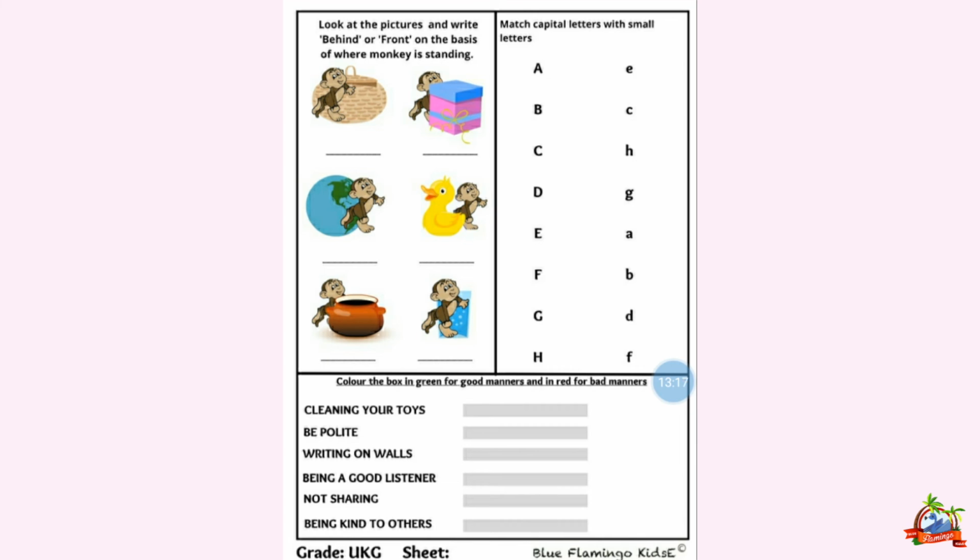Be polite. Be polite means सबके साथ अच्छे से बिहेव करना. That is called polite. So, is it a good manner? Yes, of course, it is a good manner. What we will do? We will color the box with green.